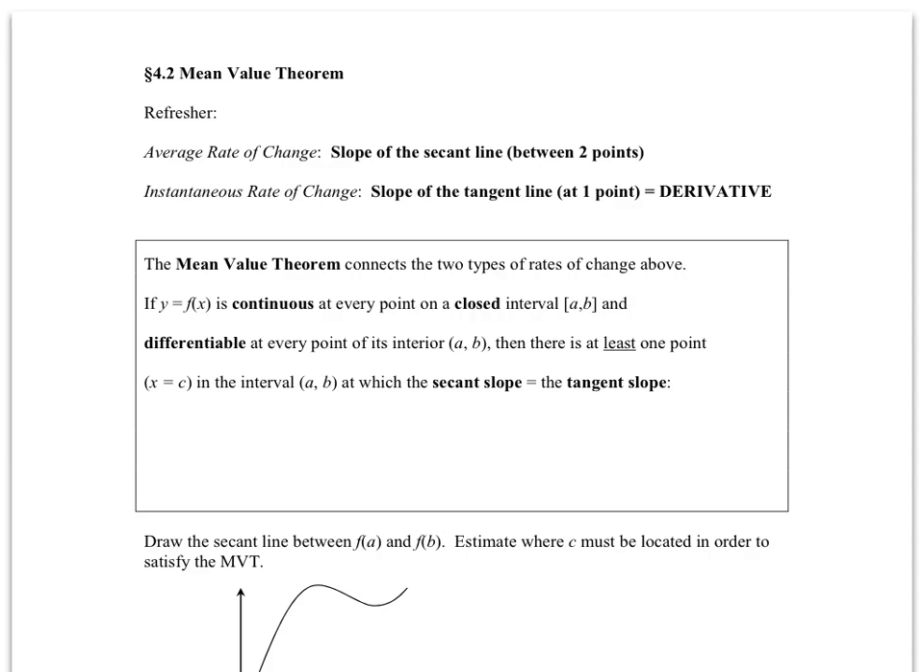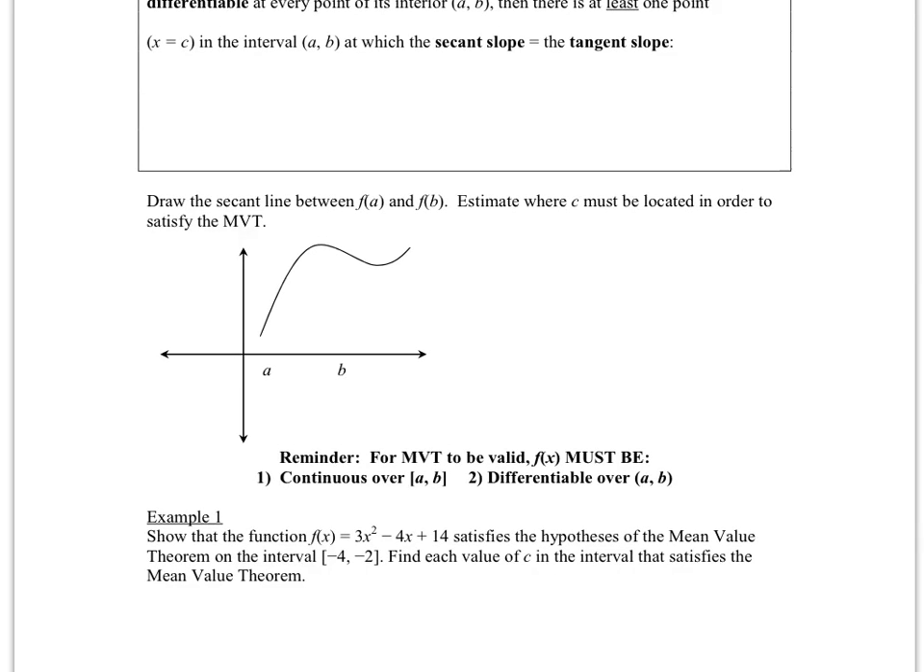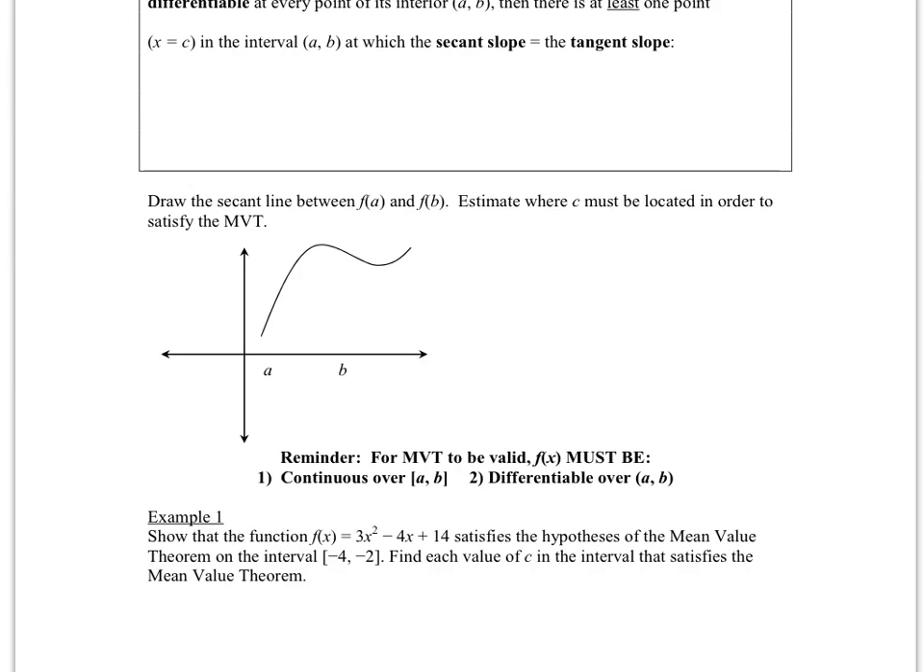So let's see what that means. Let's take a look at this little diagram here. If we have a continuous function over a closed interval, so let's say we're going from x equals a right here to x equals b. If we connect those 2 points with a secant line, you could calculate the slope by doing AROC, f of b minus f of a all over b minus a. Okay, so that's the average rate of change.